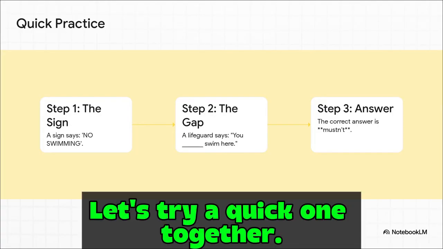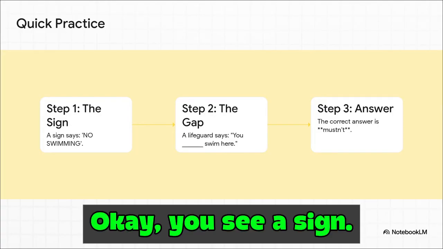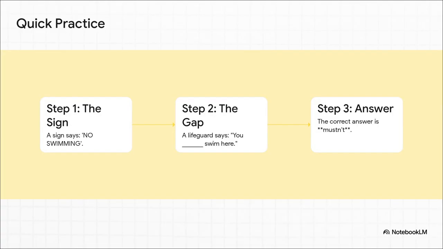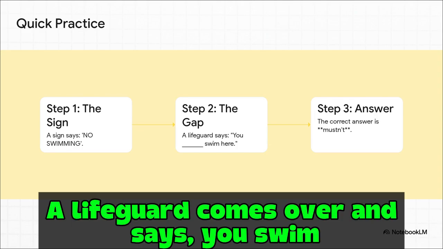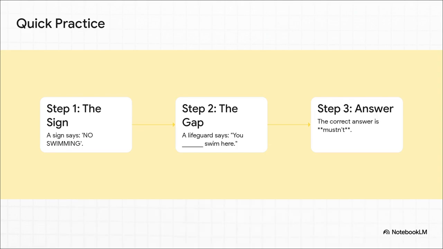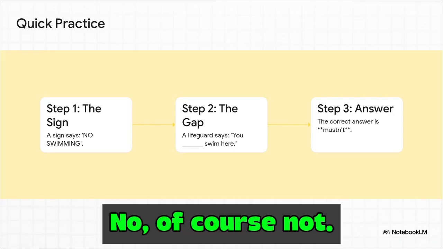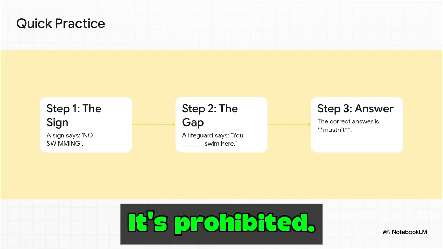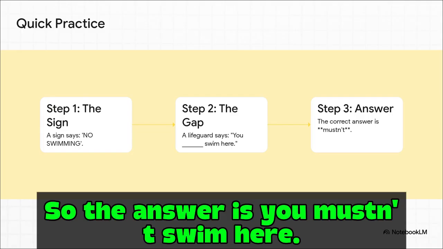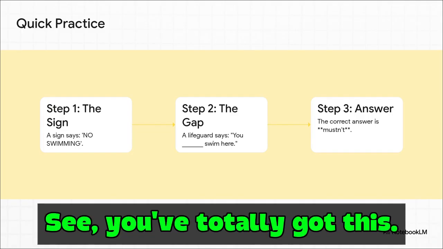Let's try a quick one together. Okay, you see a sign. It says no swimming. A lifeguard comes over and says, "You swim here." What's the modal verb? Is it don't have to? No, of course not. It's a rule. It's prohibited. So the answer is, you mustn't swim here. See, you've totally got this.